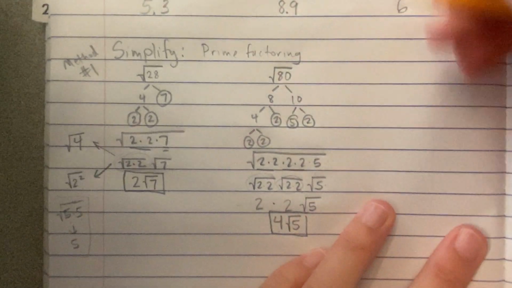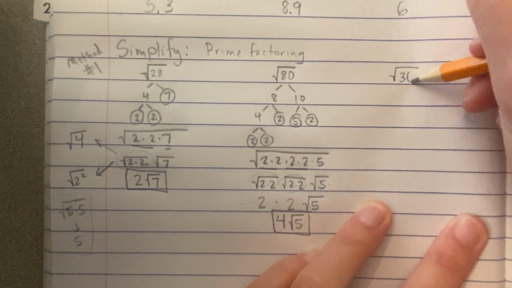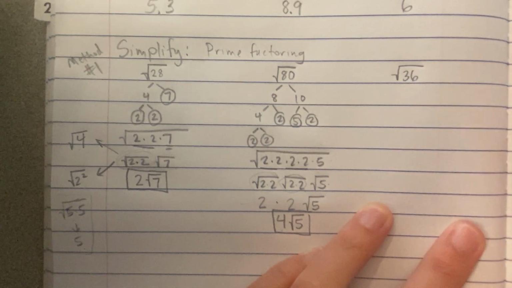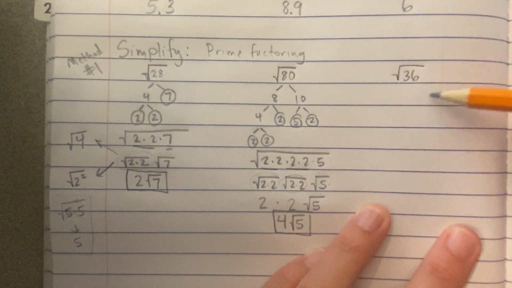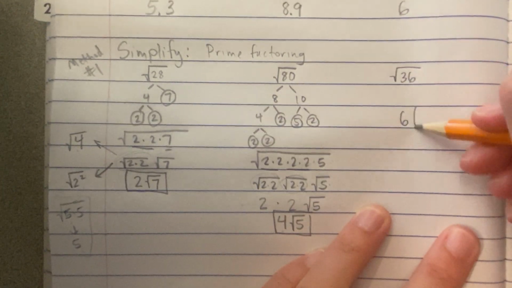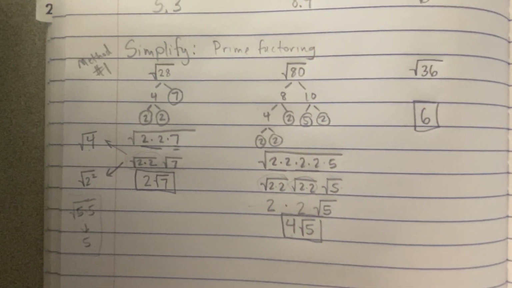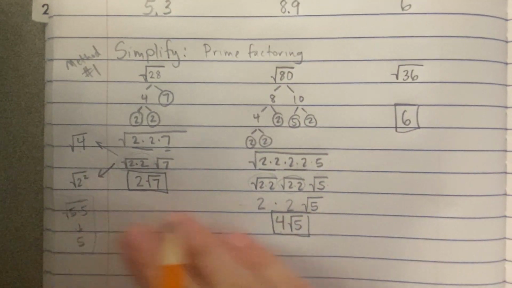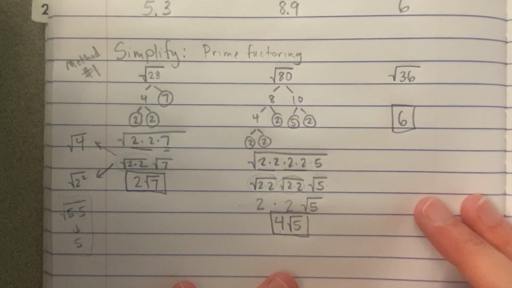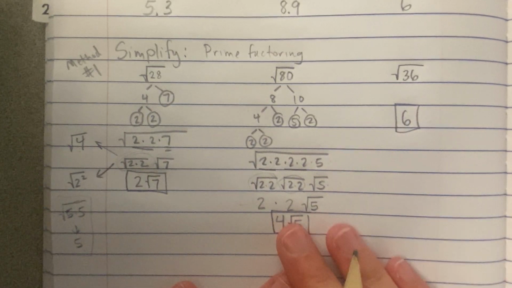Okay, so if you ever end up with 2 numbers on either the outside or the inside, you just multiply them together. All right, and the last one, if I'm simplifying the square root of 36, don't start prime factoring this, right? You know what this is. If you simplify this, what's the square root of 36? It's just 6. You're done, okay? Don't overthink.